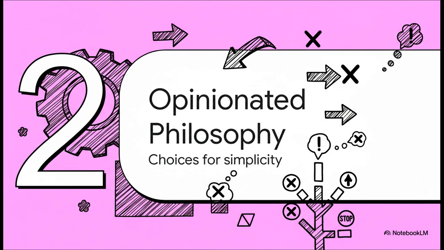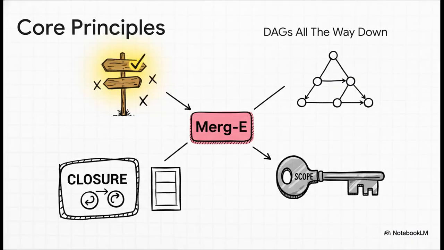Okay, so this is where we get to the heart of what makes Merg-E, well, Merg-E. It doesn't try to be everything to everyone. In fact, it's the opposite. The language is incredibly opinionated, and it makes some really deliberate, strong choices, all for the sake of keeping things simple and safe. And this philosophy, it leads to some decisions that are, frankly, pretty wild.